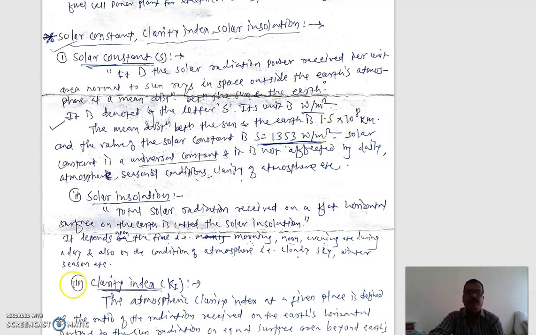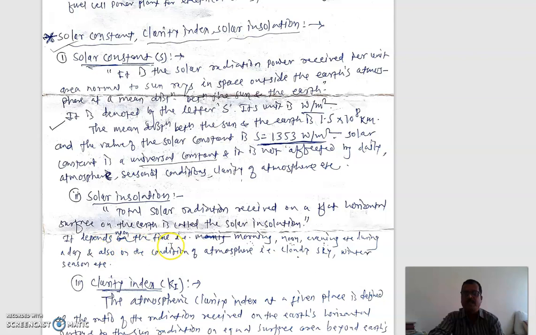Okay. Then we see second term, that is solar insolation. The total solar radiation received on a flat horizontal surface on the Earth is called solar insolation.